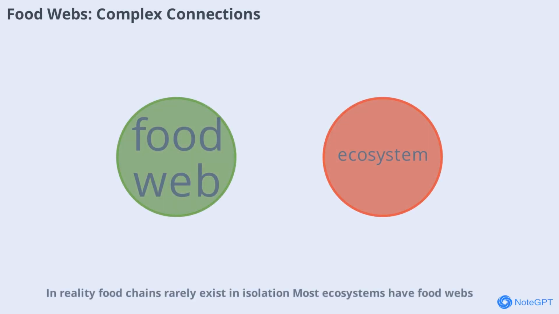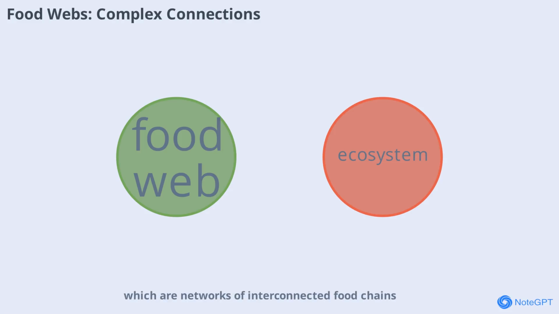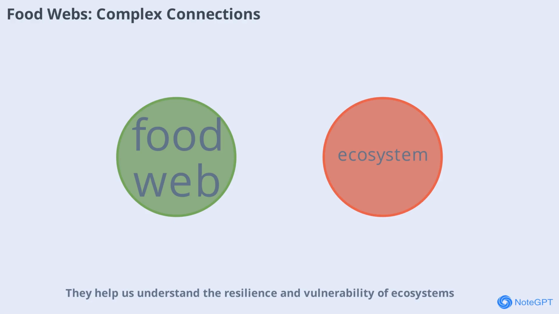In reality, food chains rarely exist in isolation. Most ecosystems have food webs, which are networks of interconnected food chains. Animals often eat more than one type of food, and many species are part of several chains. Food webs show the complexity of nature and highlight how changes in one part can affect the whole system. They help us understand the resilience and vulnerability of ecosystems.